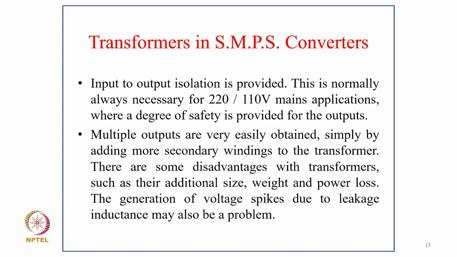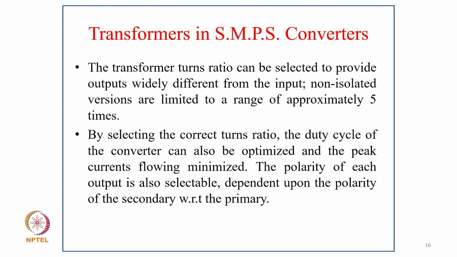Typically, with the transformers in switch mode power converters, input-output isolation is provided, and this is normally always necessary for 220, 110 mains applications, where a degree of safety is provided for the output, and multiple outputs are very easily obtained simply by adding more secondary windings to the transformer. There are some disadvantages with transformers, such as their additional size, weight, and power losses. The generation of voltage spikes due to the leakage inductance may also be a problem.